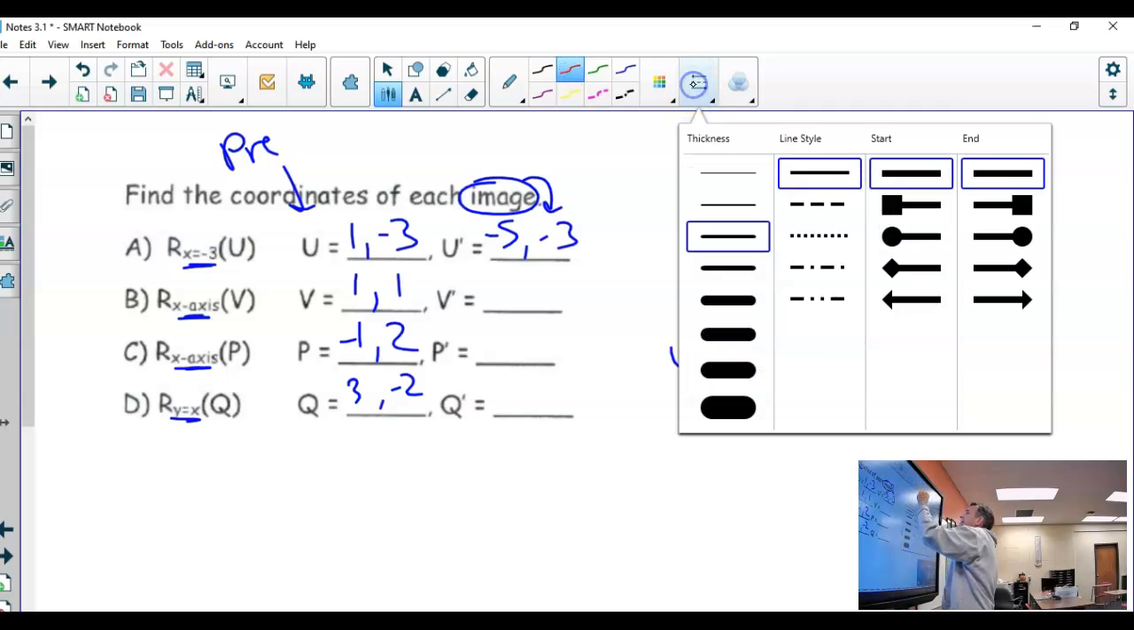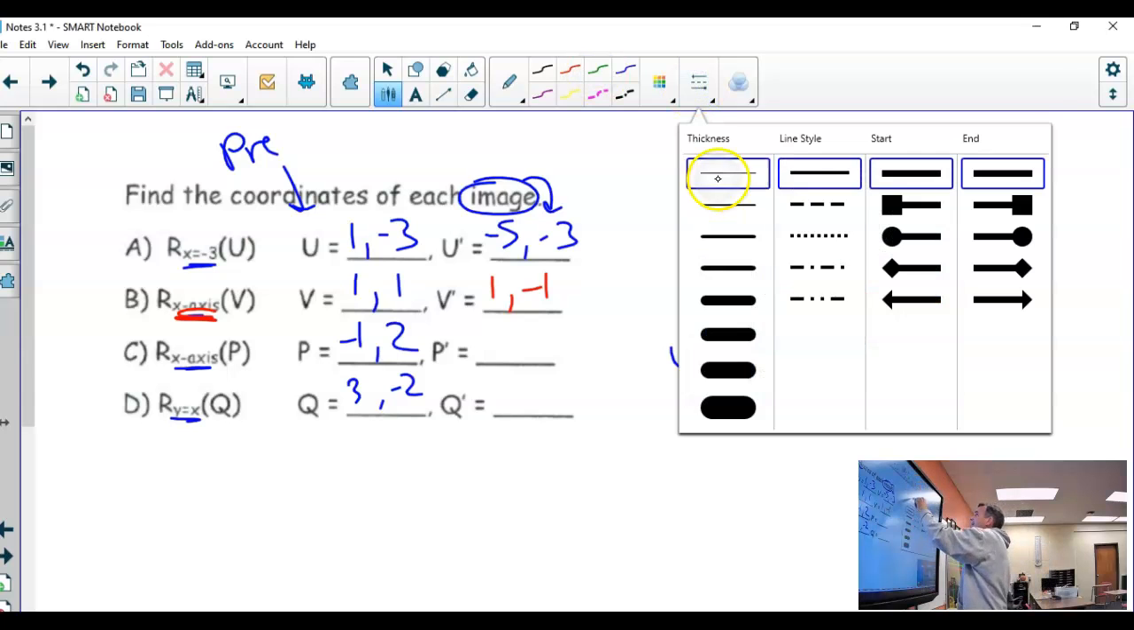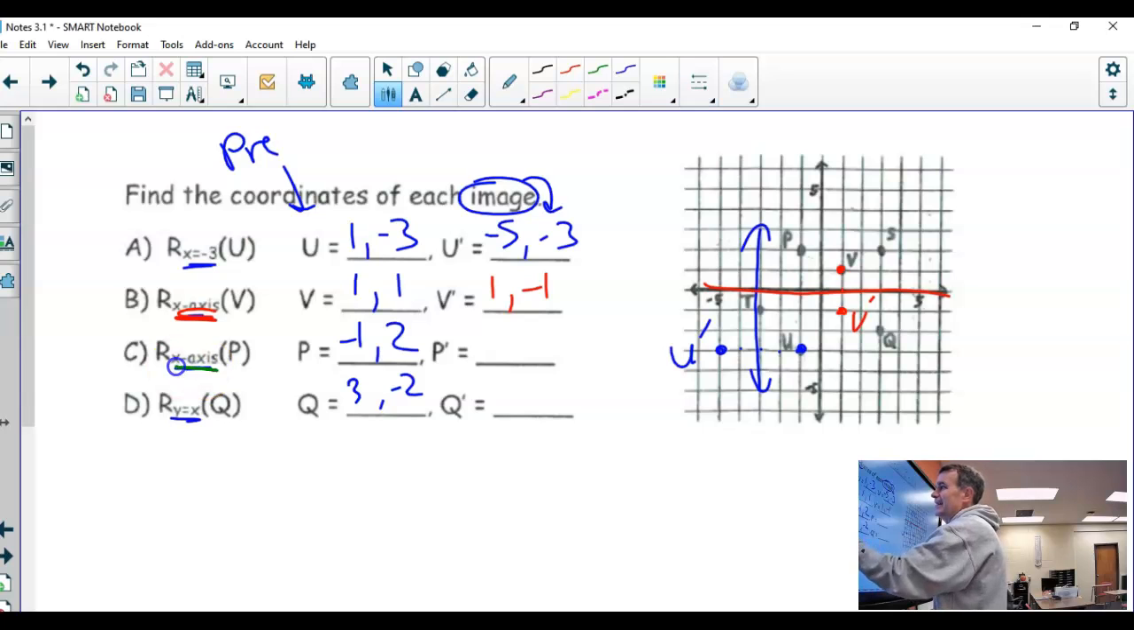I will do point V in red. Point V is going to cross the x-axis. So here, point V. And so I would go 1 spot down from V, 1 spot to the other side. There's V prime. It's at 1, negative 1. I will do point P in green. I'm going to cross the x-axis again. And this time point P is going 1, 2, 1, 2. Here would be P prime. That is the point negative 1, negative 2.